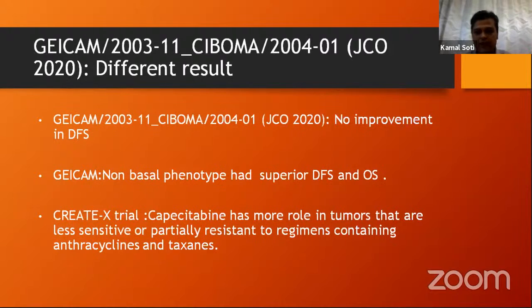But still, from my personal perspective, since triple negative is a vastly heterogeneous group of disease and molecular subtyping needs to be done, and since it has shown that even in the non-basal phenotype they had superior DFS and OS, when we encounter patients who had a pretty poor outcome, this can be one hypothesis-generating evidence for which we can add on new adjuvant trials, and we can practice giving new adjuvant therapy.